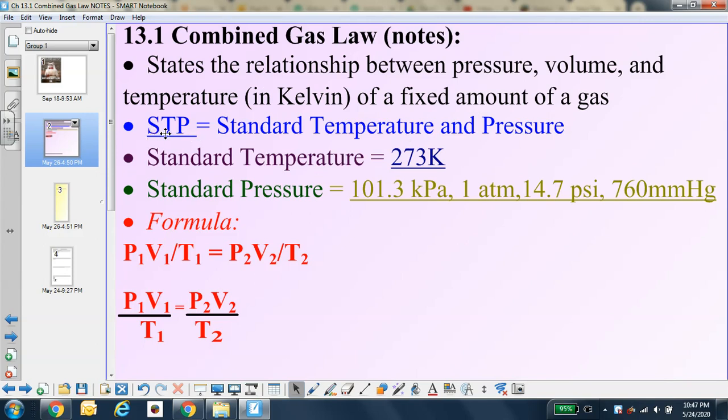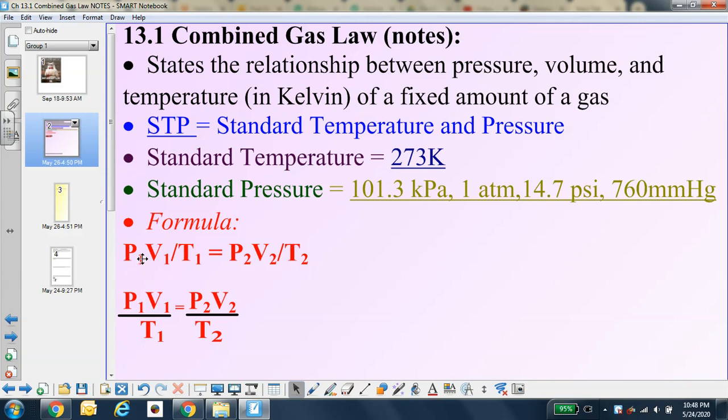If you happen to see STP, all that means is standard temperature and pressure. There's only one standard temperature, and that's 273 Kelvin. There are several standard pressures, though, and the ones we are going to be working with in the notes and in your worksheet are 101.3 kilopascals, which is equivalent to 1 atmosphere, which is equivalent to 14.7 pounds per square inch, which is equivalent to 760 millimeters of mercury. So these are your standard pressures that we are going to be working with today.